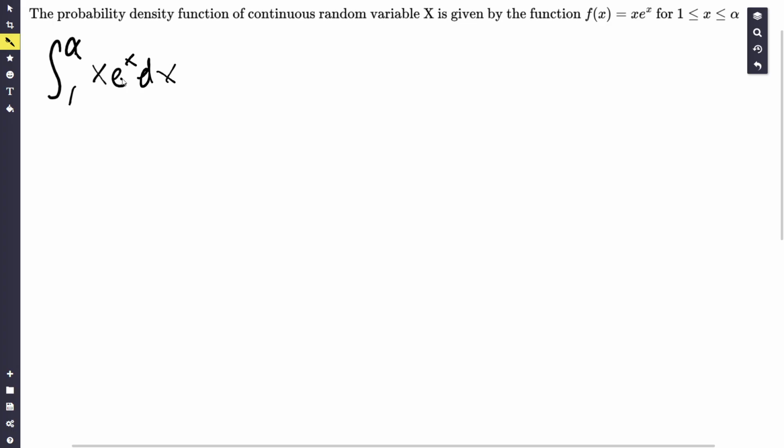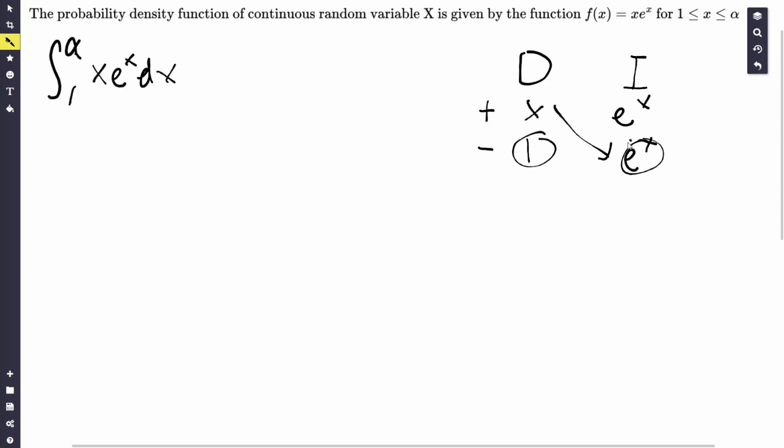So to solve this integral analytically, I'm going to use the DI method over here. So we have D, I, and plus, minus. So I'll be differentiating x and integrating e to the power of x. So the derivative of x is 1, and the integral is e to the power of x, and we see we can integrate these two. So this is equal to 1.